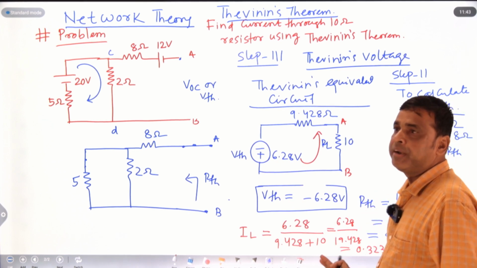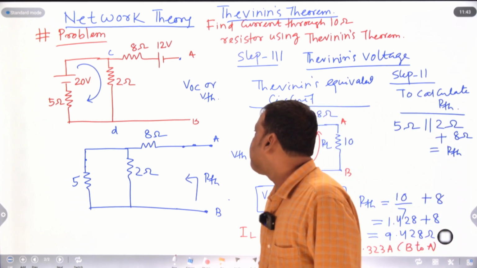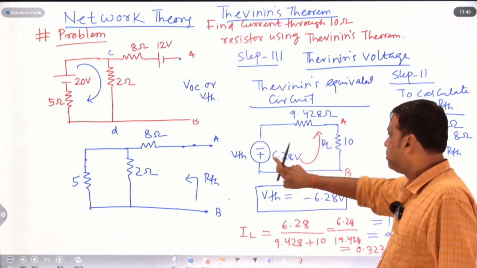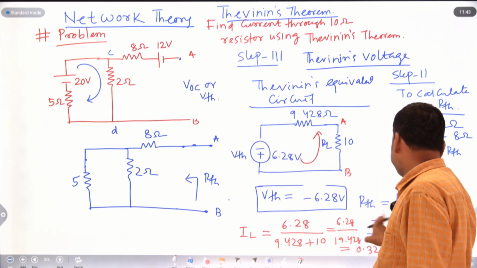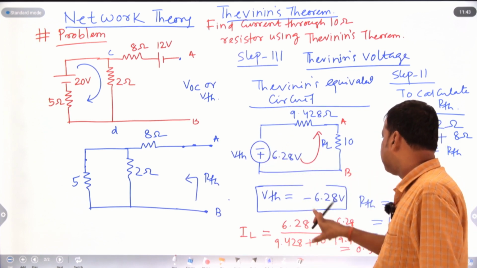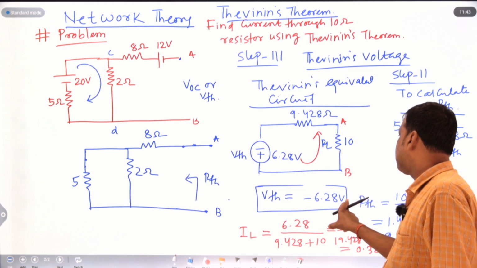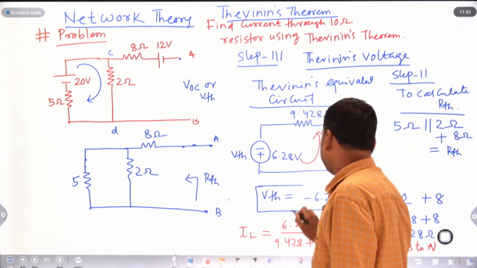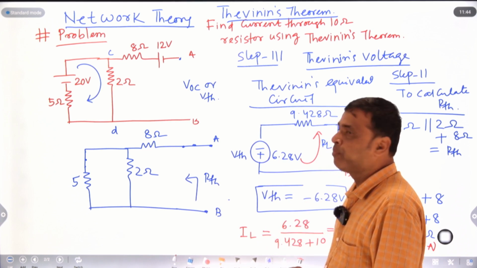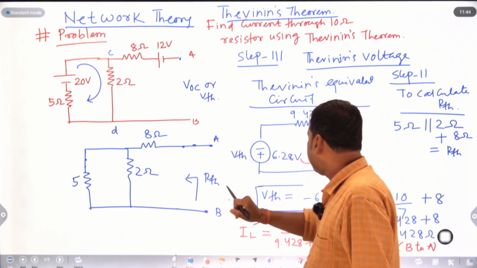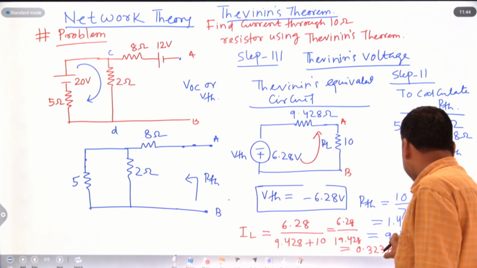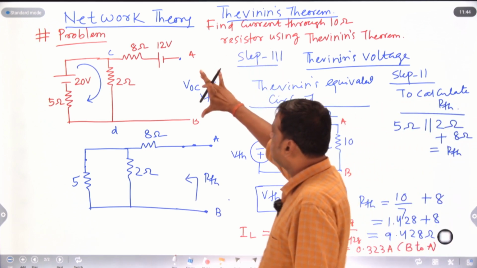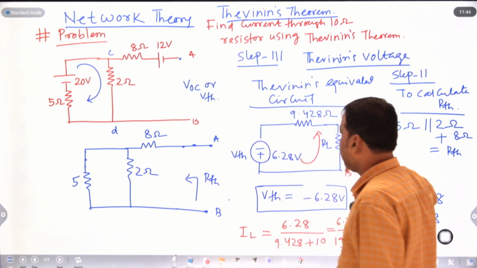So we have calculated VTH and we have calculated RTH. Finally, in step 3, we redraw the Thevenin's equivalent circuit. This is Thevenin's voltage. Since VTH equals minus 6.28 volt, this terminal is minus and this terminal is plus. Then connect the RTH, here RTH equals 9.428 ohm. Finally, connect the disconnected load resistance, that is the 10 ohm.